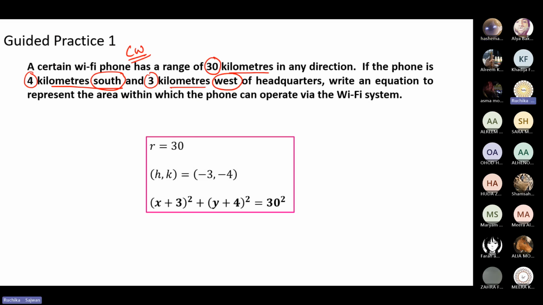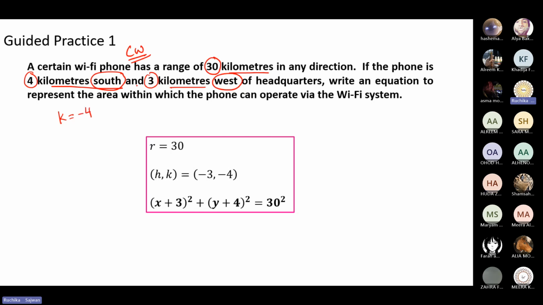See, so very simple. Radius is 30. I hope there's nobody who has any doubt in that now, right? What about the center? Huda actually already asked me about the signs. The two directions which are given are south. South means down. Down means negative y. So can I say my k is going to be negative 4? K corresponds to y, right? So it's negative 4, because it is south, going down.